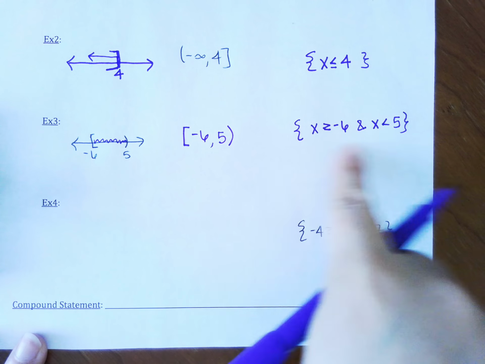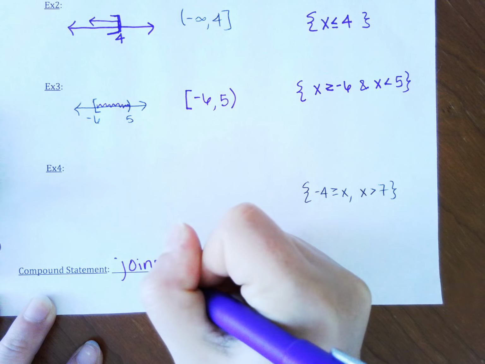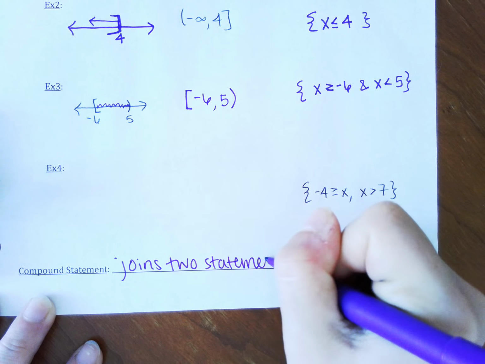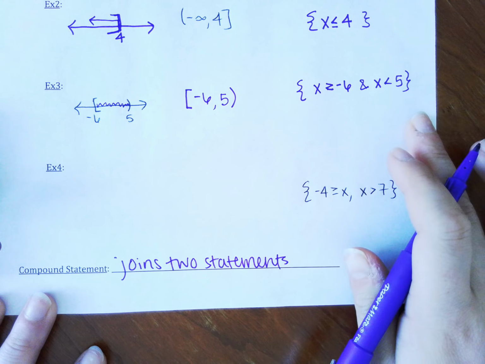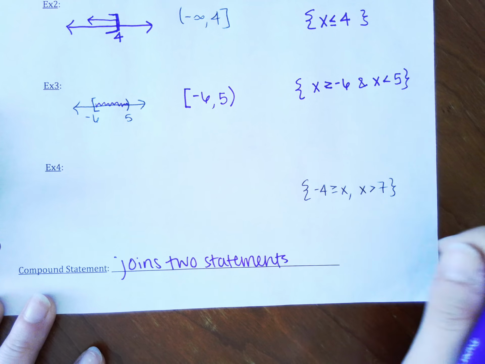Now, since we're using both things, what that's called is a compound statement. So we're going to use them in two different ways. This is a compound inequality, but we're going to use a compound statement for our interval notation for our example 4 here.